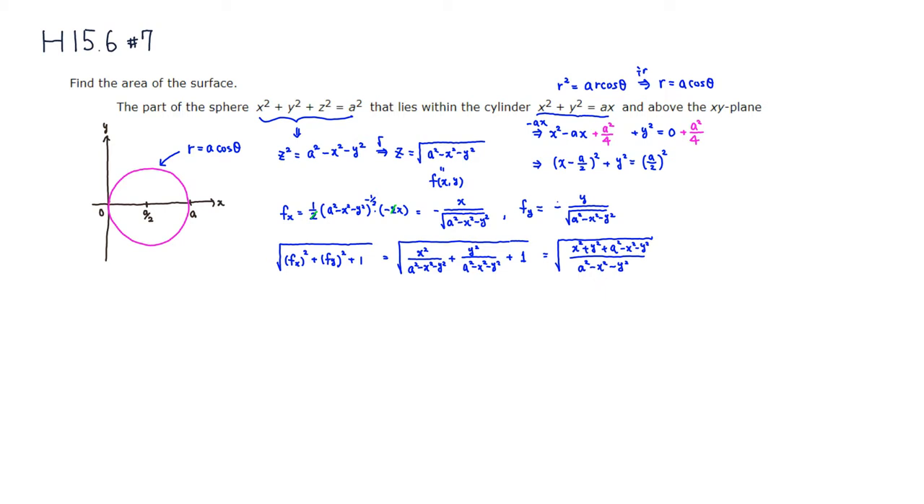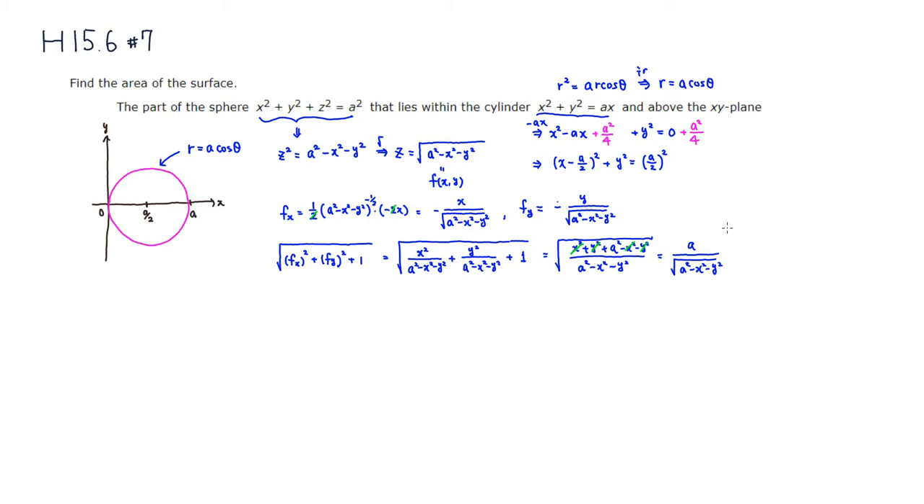All right? Then we can cancel a bunch of things here. So x squared minus x squared, y squared minus y squared. So we're going to get this. So a squared in the square root, so you're just going to get a over the square root of a squared minus x squared minus y squared. All right, so we got that.